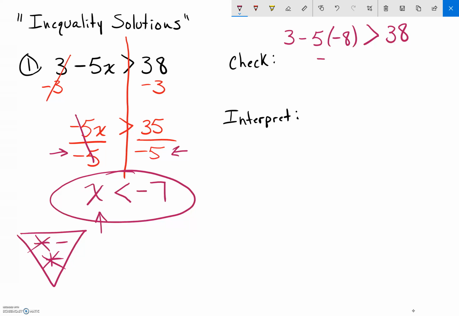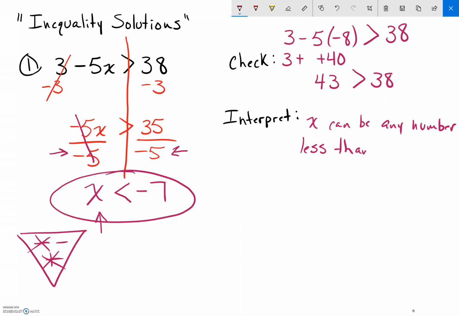5 times negative 8 is negative 40. 3 minus negative 40, you're going to do keep, switch, opposite, and it really becomes 3 plus 40. 43. 43 is greater than 38, so we know we're right. If we interpret our solution, x can be any number less than negative 7.